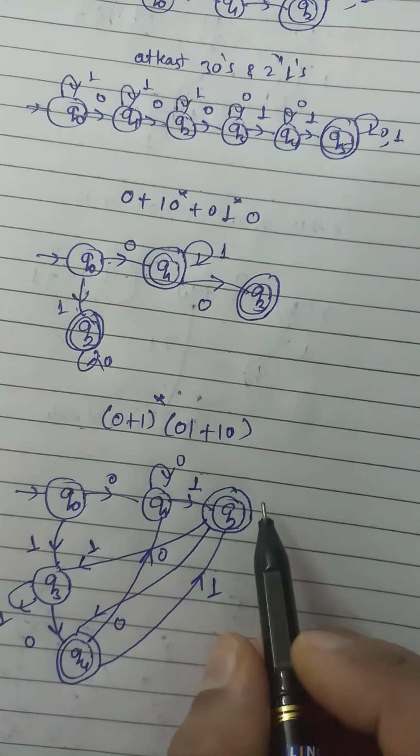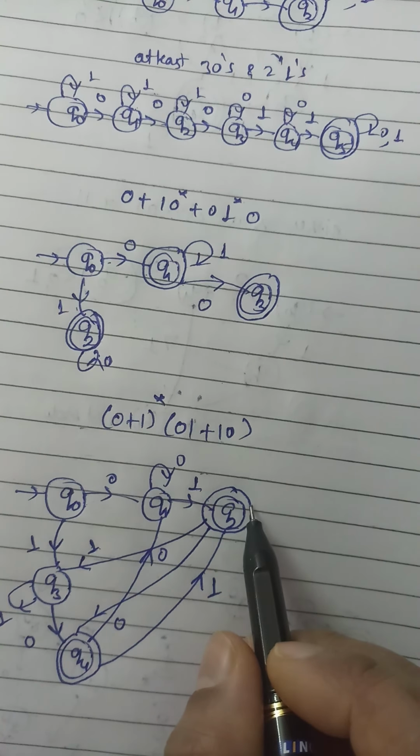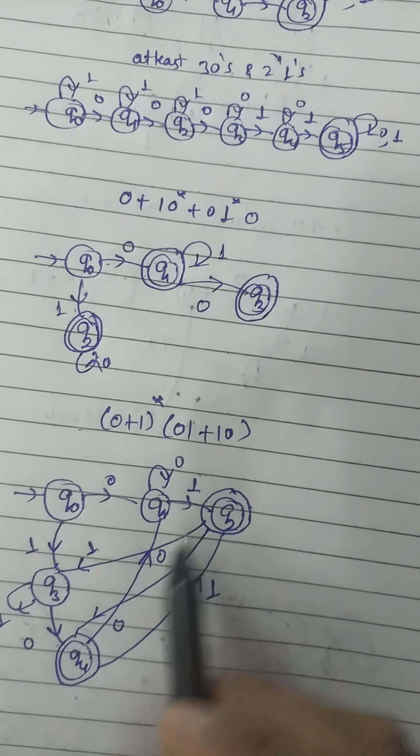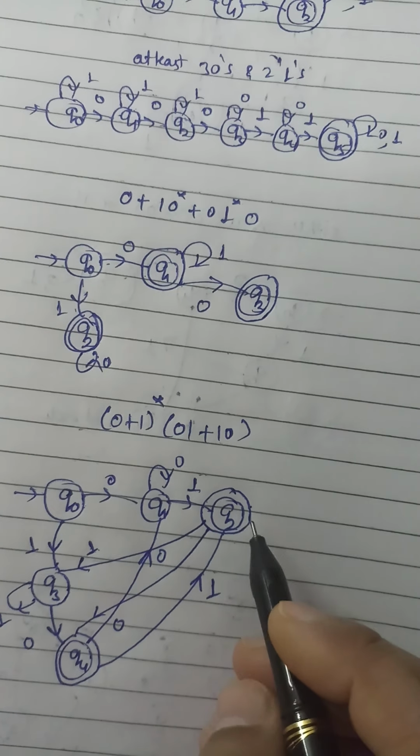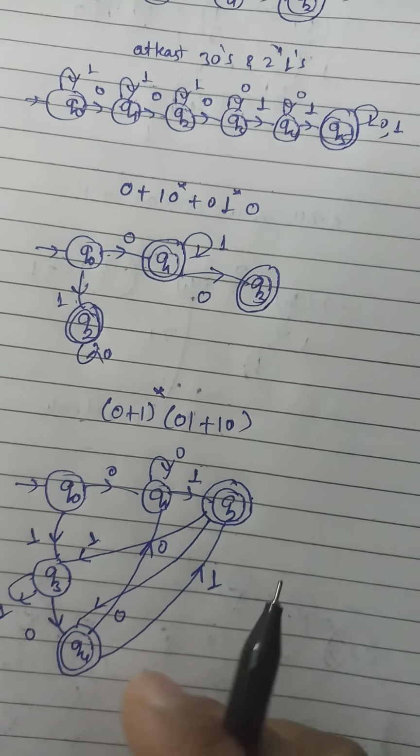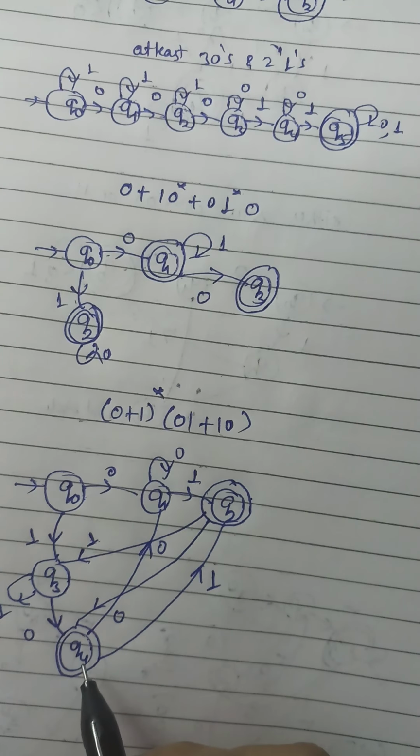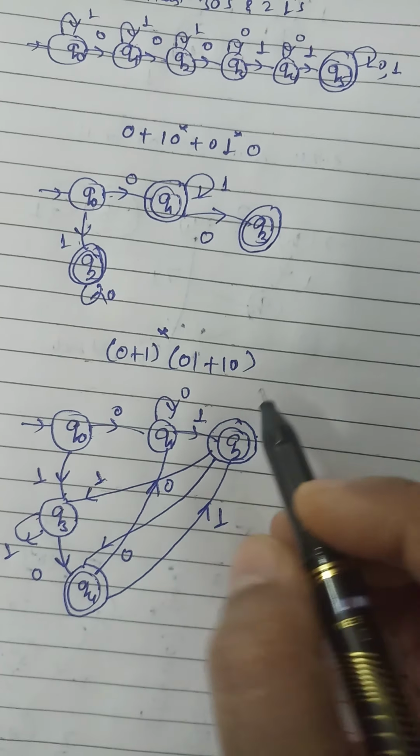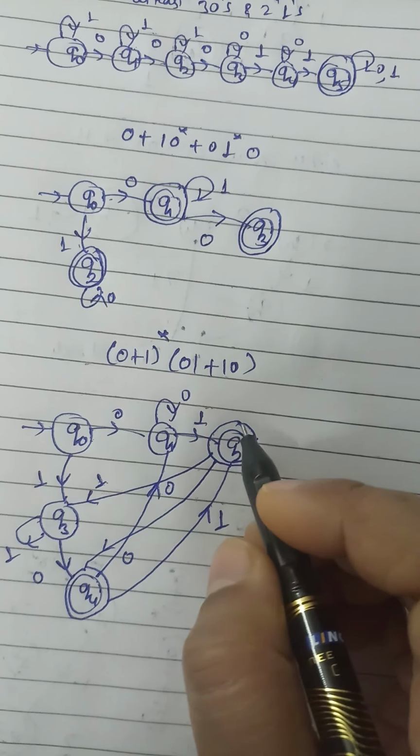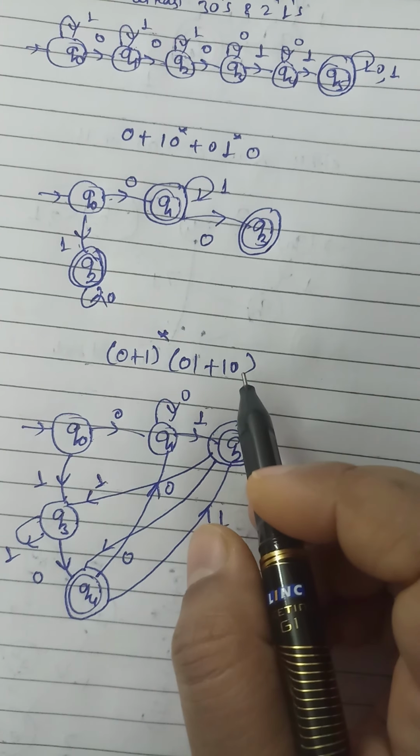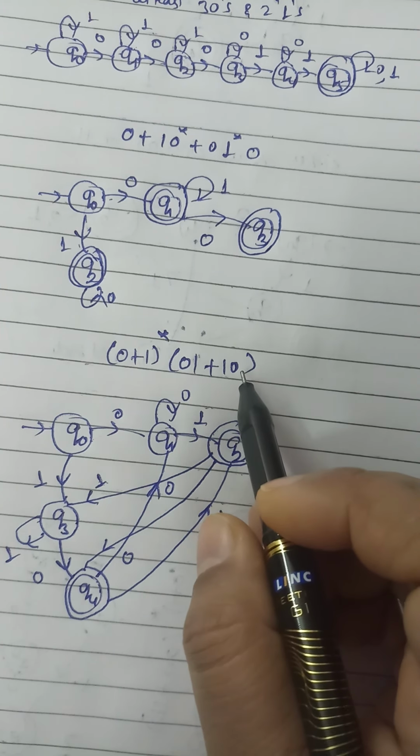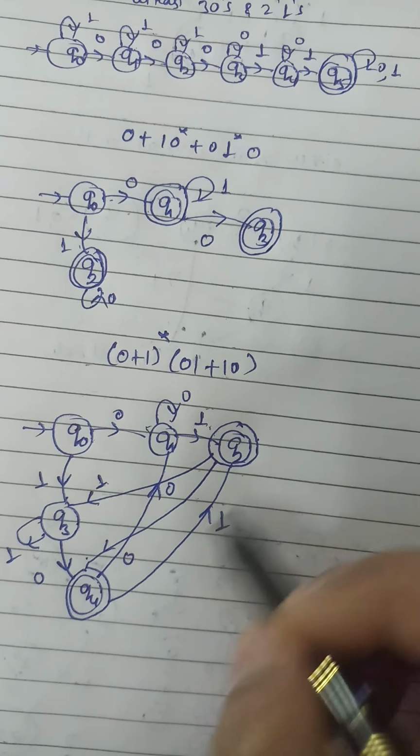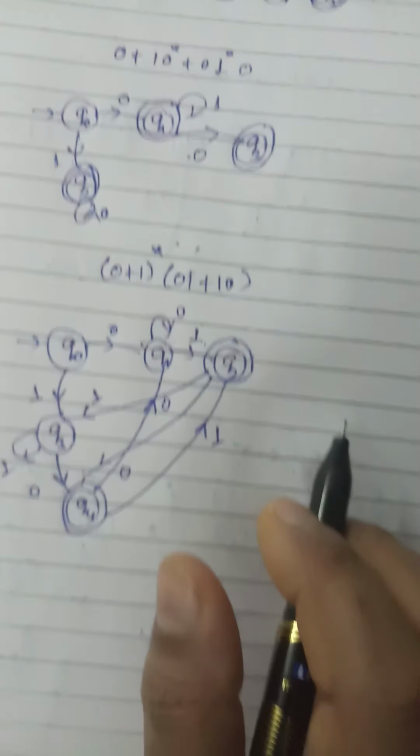But we cannot put a loop of 0 here, because if we put a loop of 0 here, then 1 0 0 0 the same string will come. That's why. And in the same way we cannot put a loop here also. So if we put a loop here, then what can come? 1 0 0 1 0 0 0 0 and so on. So this is not required, because it should always be either 0 1 or 1 0. That's why we cannot put a loop on these two states. So this is the DFA.